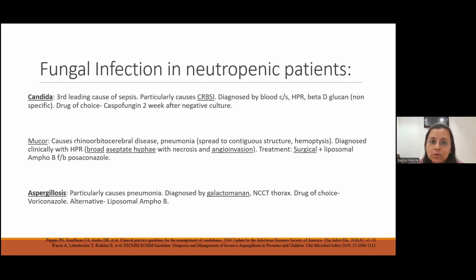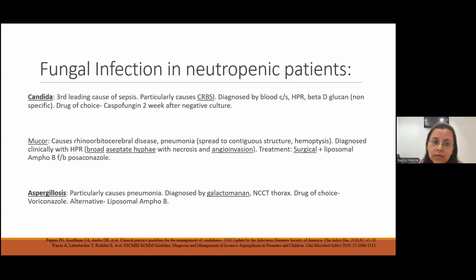So what are the most common fungal infections that we see in neutropenic patients? The 3 most common are aspergillosis, candida and mucor. Aspergillosis, particularly, we know causes pneumonia. It is mainly diagnosed by NCCT thorax. What you see is nodules. You can see the air crescent sign, halo. They can come even with consolidation. Drug of choice for aspergillosis is voriconazole, and alternatively, you can use liposomal amphotericin B, which is a broad spectrum antifungal.